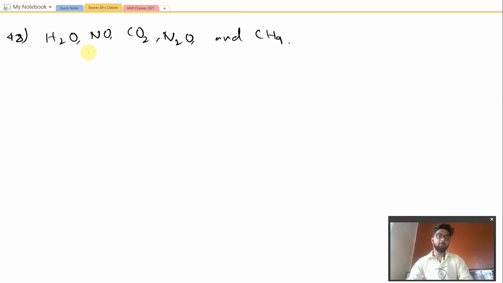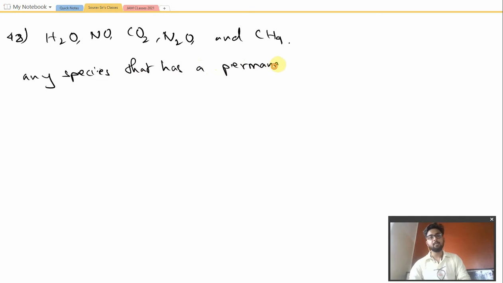You must remember that I have already solved a lot of questions regarding which species would be showing microwave spectrum or not. The most basic and the most priority thing that you check, while seeing whether a molecule is microwave active or not, is whether there is a permanent dipole moment or not. So any species that has a permanent dipole moment would be microwave active.